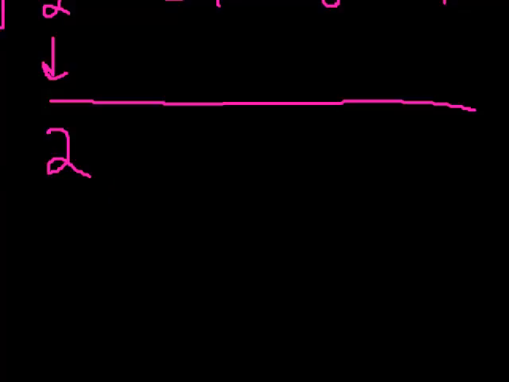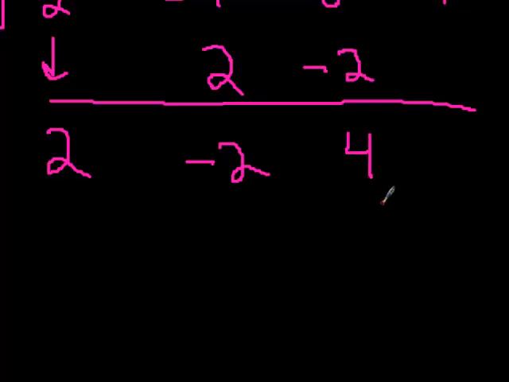Next up, we're going to multiply. We're going to take 1 times 2, which is 2, and write the answer in the next column. Now we're going to add straight down. So negative 4 plus 2 is negative 2. 1 times negative 2 is negative 2. Write that in this column. Add straight down, 4. 1 times 4 is 4. Add straight down, 5. Your last column is your remainder.